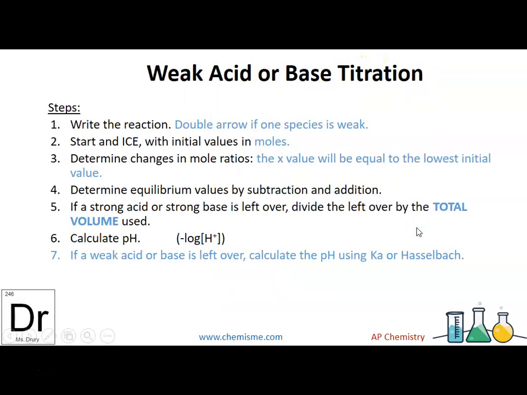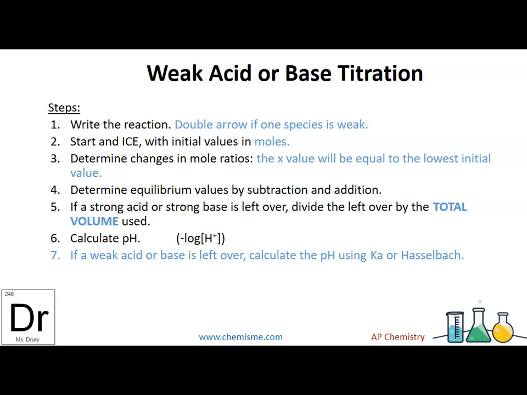So I just wanted to make sure you point out you can see multiple S curves. When you're working with a weak acid or a weak base titration, the steps are kind of similar to what we did with strong acid-base titrations, but there is a small difference, and so you should rewrite the steps. Always write the reaction, but a double-headed arrow is used when they're weak.